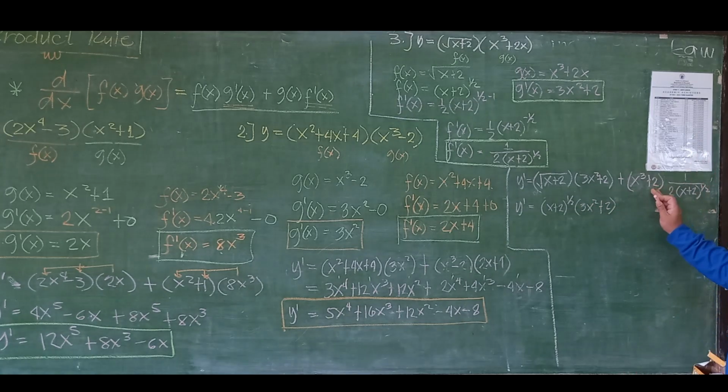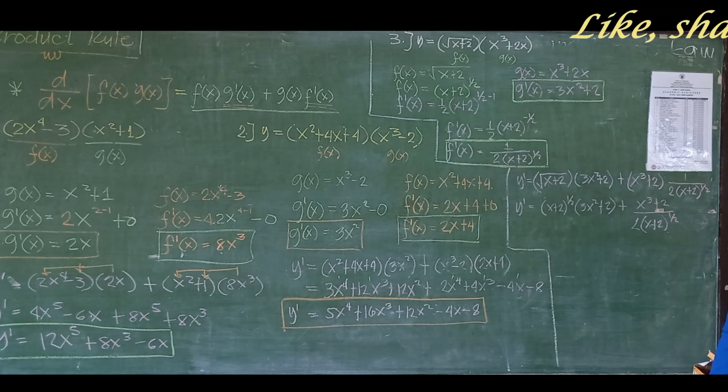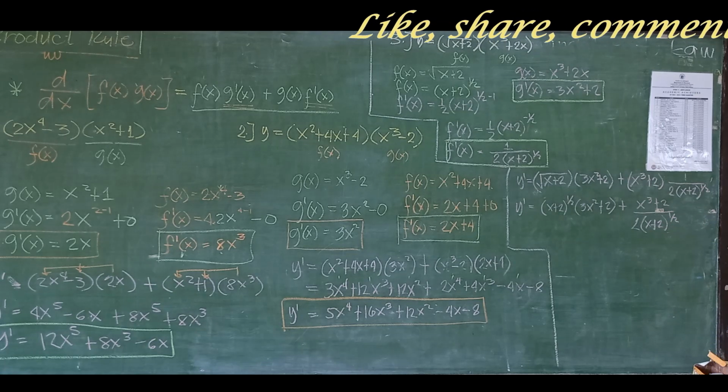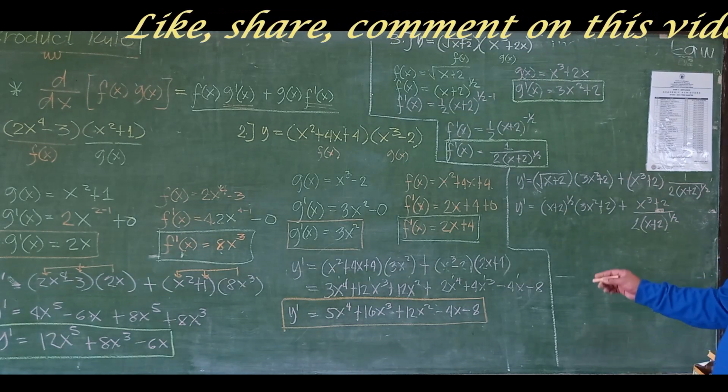And so, now what about this one? That will be plus. You can directly multiply the numerator to this one. So that is the same as plus x raised to 3 plus 2 multiplied by this one, that is x plus 2, over 2 multiplied by x plus 2 raised to 1/2.